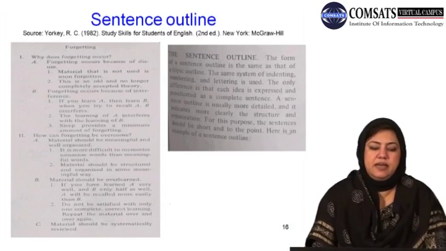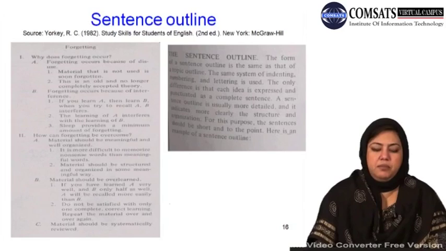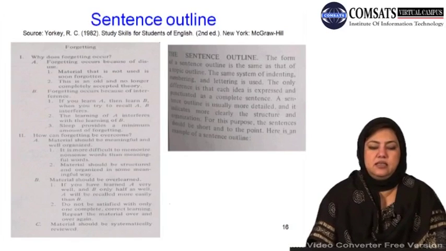Whereas under the second main heading, how can forgetting be overcome? You can see three main headings are created that fall under this category. The first subheading that is created under this main heading is A, material should be meaningful and well organized if you want to overcome forgetting. B, material should be overlearned. And C, material should be systematically reviewed.